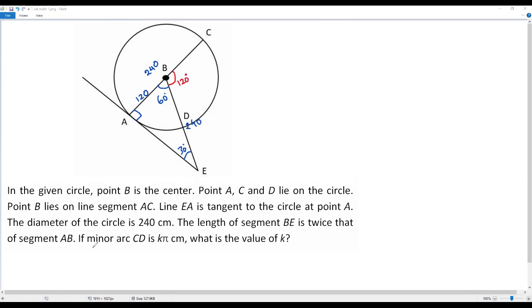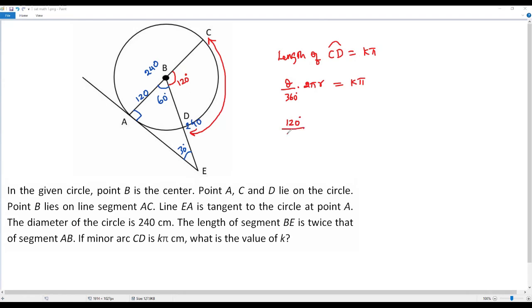Now let's consider the minor arc CD over here. Here I got the central angle of the minor arc, that is 120 degrees. And here we have the length of the minor arc, that is K pi. Let me write it over here. The length of minor arc CD equals K pi. And we have the formula to get the length of an arc: theta divided by 360 degrees times the circumference of the circle, that is 2 pi r, which is equal to K pi. This theta is the central angle of the arc. Here the central angle of the arc is 120 degrees. We can plug in this 120 degrees for theta.